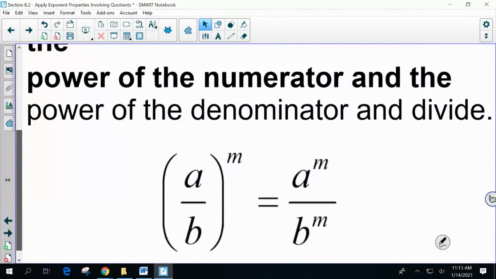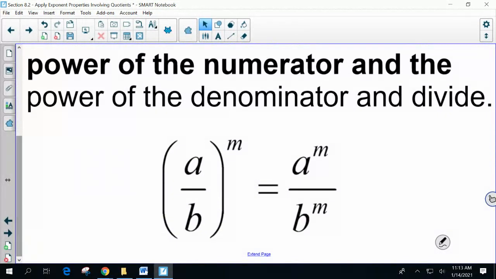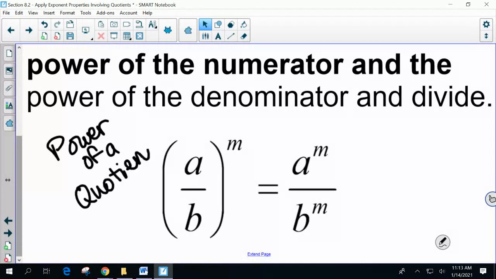Okay, so the next property is another example of quotient property. This is power of a quotient. If you have a quotient raised to an exponent, you can separate that and have each part of the quotient raised to the exponent. So we're going to practice that.